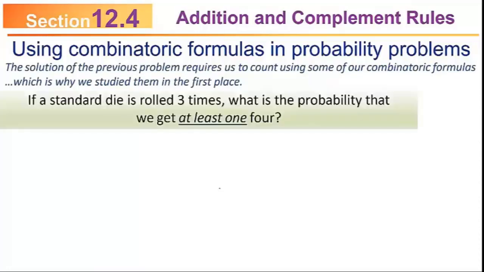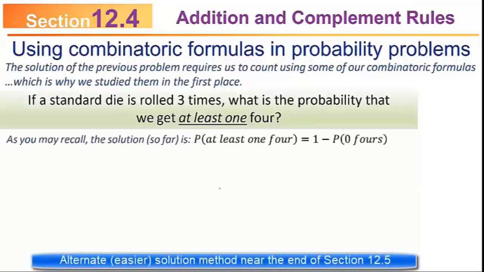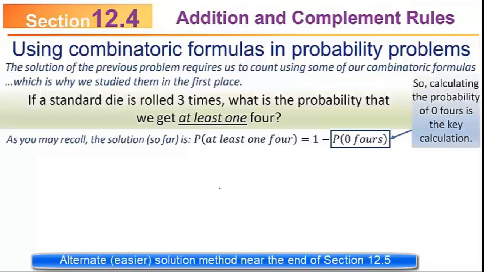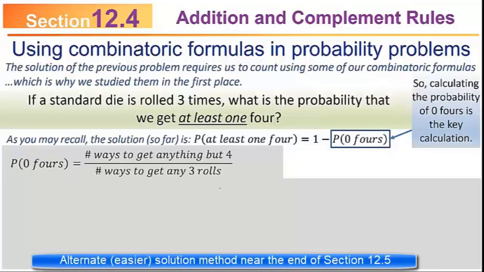So if a standard die is rolled 3 times, what is the probability we get at least 1 4? Well, we just talked about that the easiest way to do it is to calculate the probability of getting at least 1 4 as 1 minus the probability we don't get any 4s. That probability of getting no 4s is the key calculation in the whole problem once you understand what you're trying to do. So how do you calculate the probability you don't get any 4s? Well, I would think of it this way.